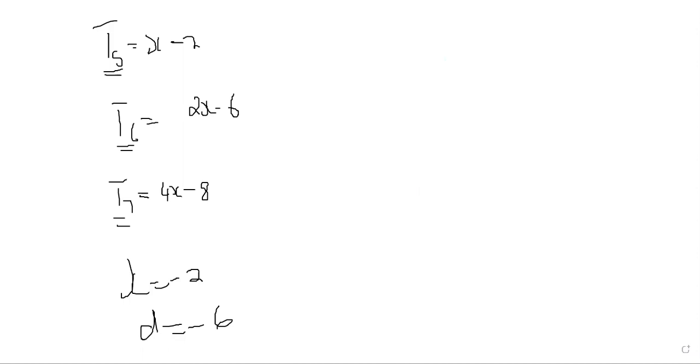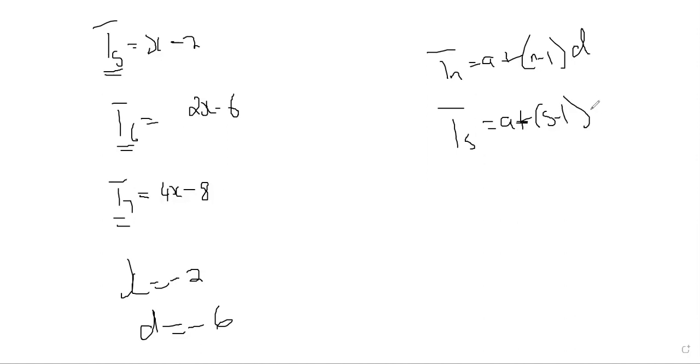Okay, so what do we know? We know that the arithmetic sequence, it will be a plus n minus 1 multiplied by d. So we take n, right? Let's take term 5, which is the easiest, right? It will be T5, it's equal to a plus 5 minus 1, d, okay, you'll have to write this down. Let me write it. We know d is negative 6, right?